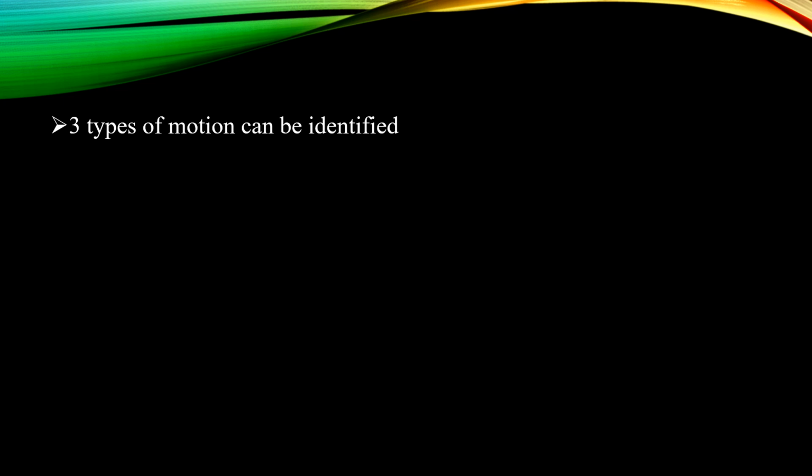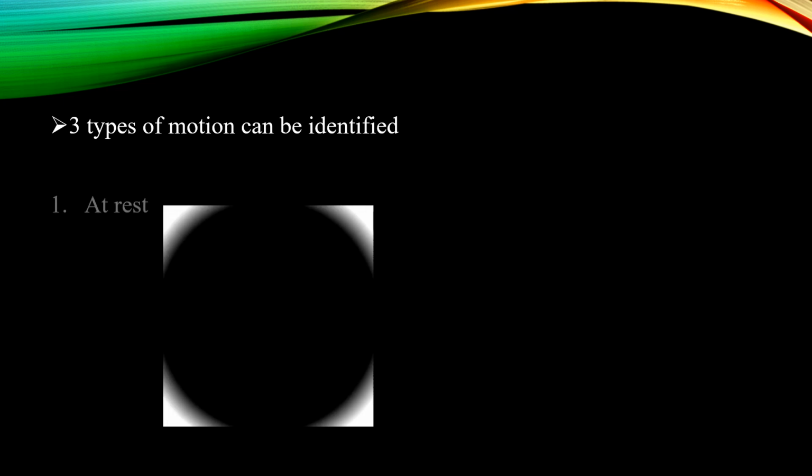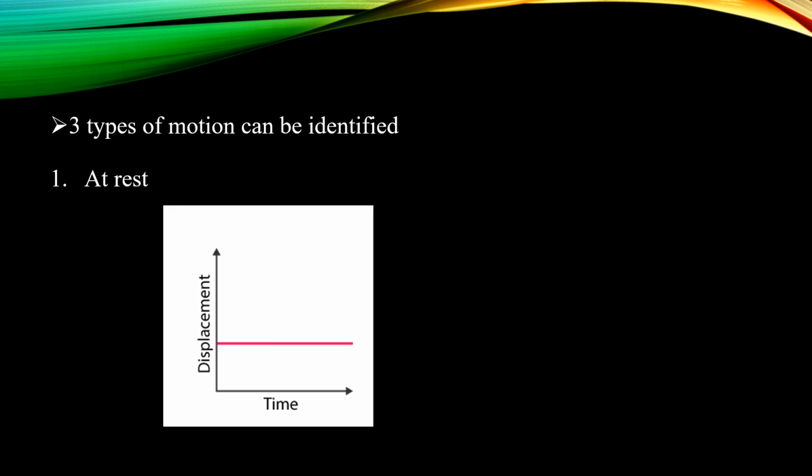Three types of motion can be identified using displacement time graphs. First one is stationary phase or at rest. It is shown as here. Well, in here, the gradient or the slope is 0.